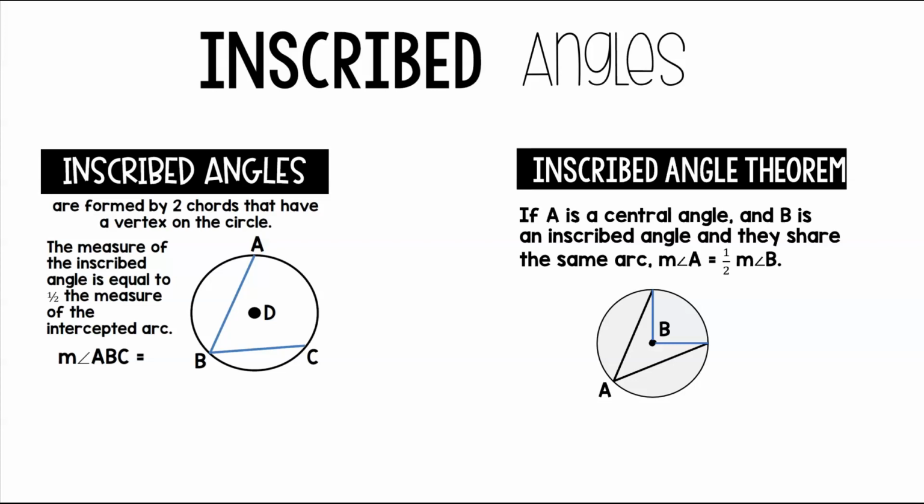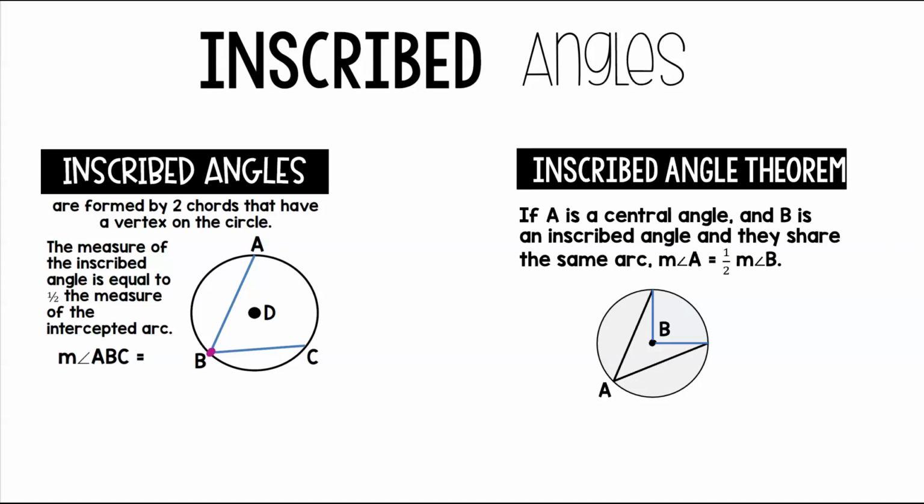This is the third lesson in the circles unit. Today I'm going to discuss inscribed angles. An inscribed angle is formed when two chords have a vertex on the circle. So a vertex on the circle means that the corner of the angle is on the circle versus on the center, where it would have been for a central angle.